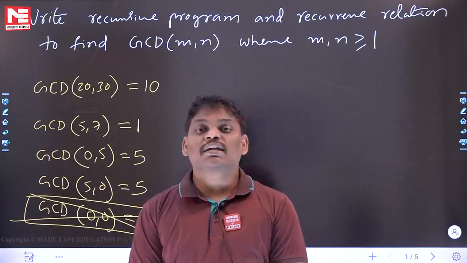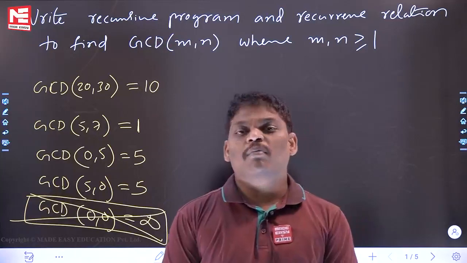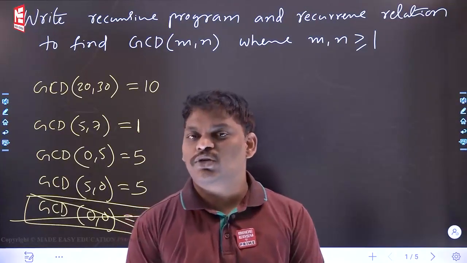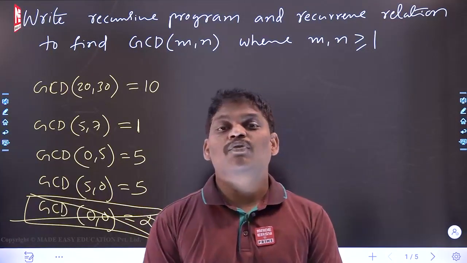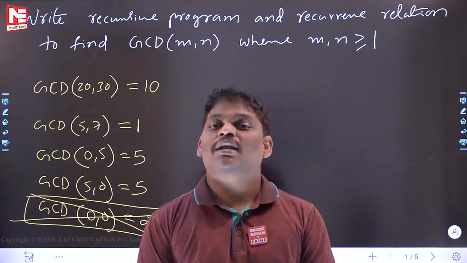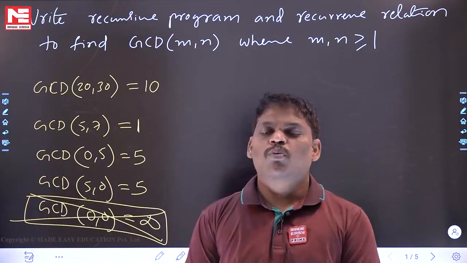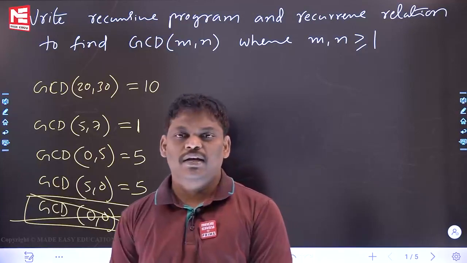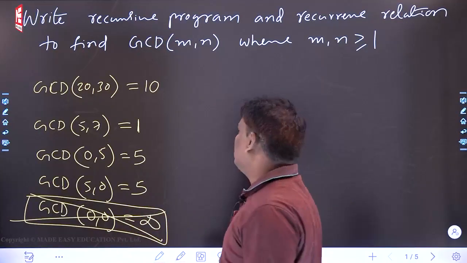Can you say what is the GCD termination? GCD of m comma n: answer is m if n is 0, answer is n if m is 0. Right? This is the GCD termination. Both 0 is not possible, you know very well. Now let's see the major logic.